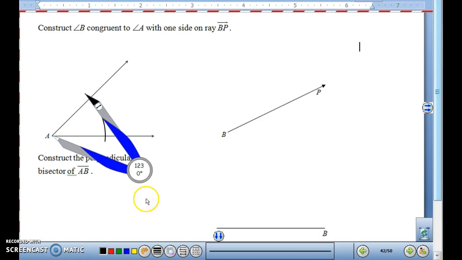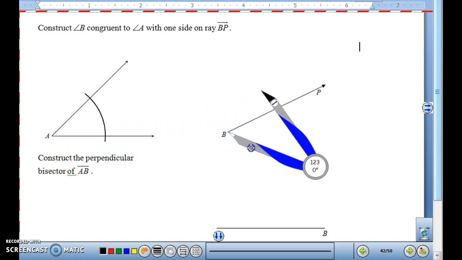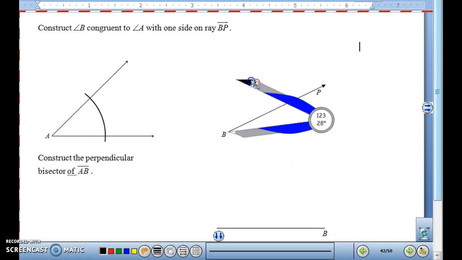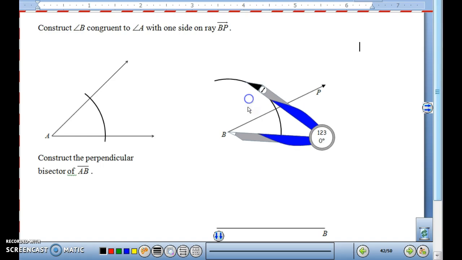Once you do that, you do exactly the same thing with your endpoint on B. Move your compass over here without changing it. Do exactly the same thing here. Draw an arc. All right, so that arc is exactly the same place on both of the figures. So A is corresponding to B. I drew the same arc.